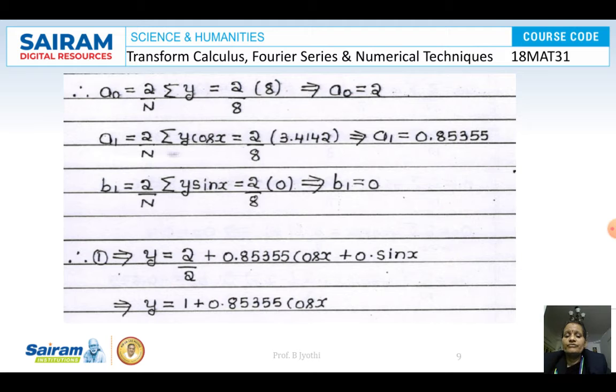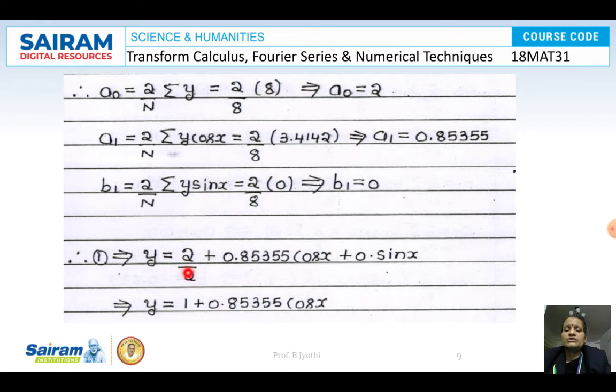Next, we need to find the value of a naught. So a naught is given by the formula 2 by n sigma y, that is 2 by 8 into 8, or a naught is equal to 2. And a1 is given by 2 by n into sigma y cos x, that is 2 by 8 into 3.4142, which gives us a1 equal to 0.85355. And b1 is given by 2 by n into sigma y sin x, that is y sin x value is 0, therefore the b1 value is 0.